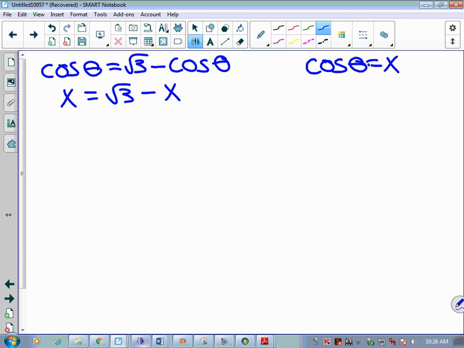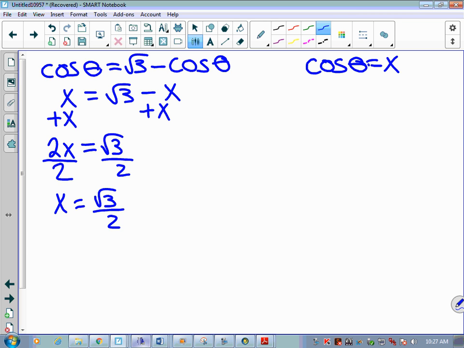Now, if you were solving for x, what would you do here? Add x to the other side, right? So let's add x to the other side. What do I get now? No, I'm adding. 2x equals what? Radical 3. But I still want to solve for x, and I've got to do what? Divide by 2. Okay, good. All right, so you get x equals radical 3 over 2. Okay, but what does x equal? Cosine theta. All right? So we're saying cosine theta equals radical 3 over 2.